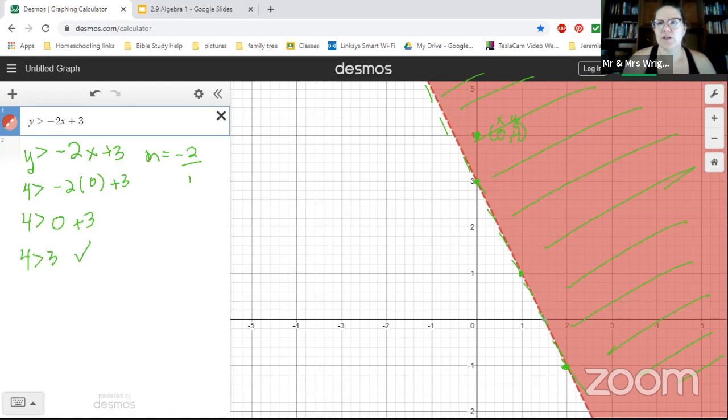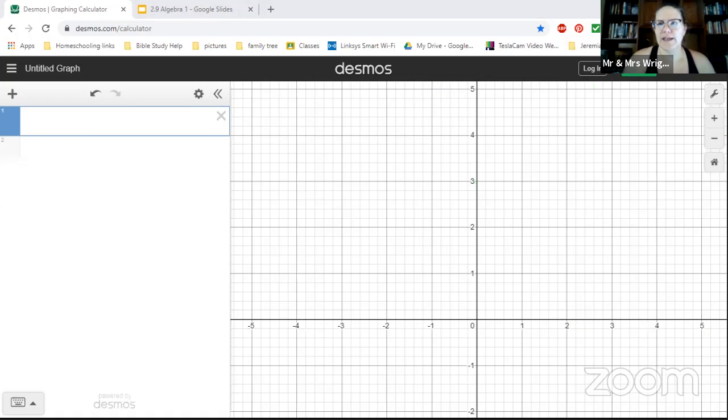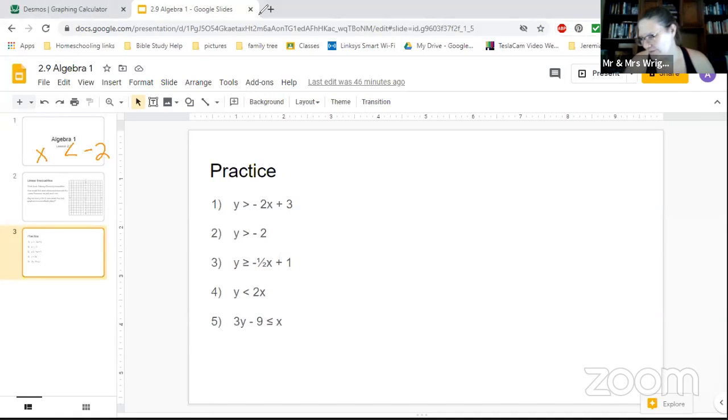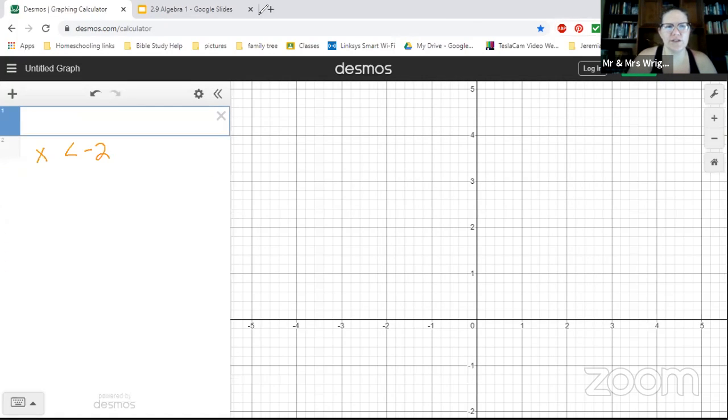All right, so the next one that we had was a little trickier. It said x is less than negative 2, right? Isn't that what it said? Oh, I wrote on here y is greater than negative 2. All right, we'll go with that one. Actually, we'll do both, because the online book has it as x is less than negative 2. So let's go with this one first. I know you weren't doing this one, but it's pretty easy. So go ahead and do it now along with me.